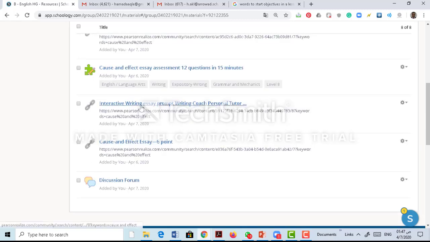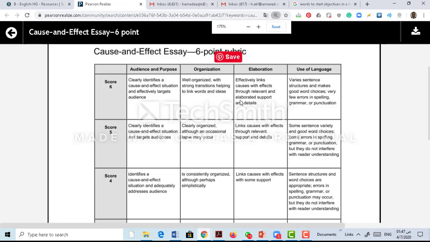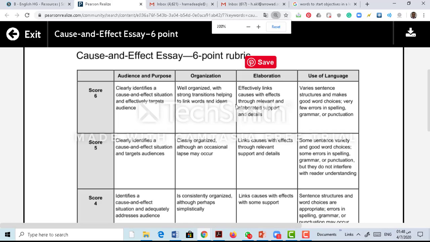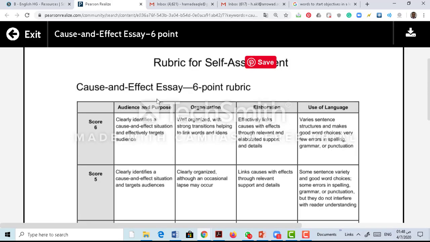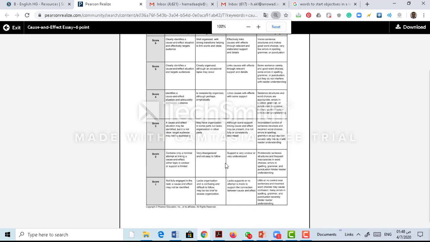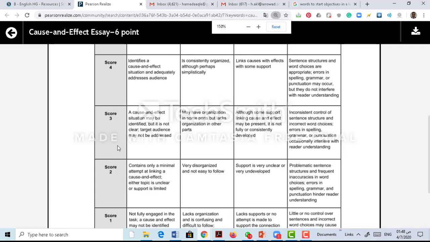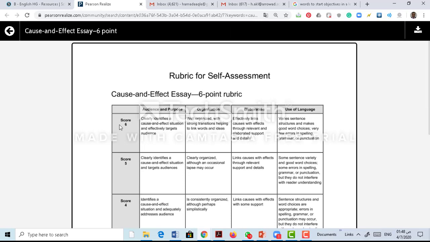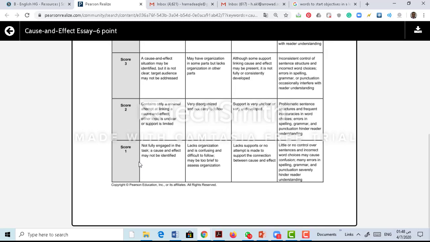The next link will take you to the cause and effect essay rubrics, 6 points. This is similar to the one that you will receive in your final exams, which will be attached to your essay. According to these rubrics, you will be given a mark out of 6. For example, if your essay sticks to these rubrics, you will receive 6 out of 6. If your essay sticks to these rubrics, you will receive 5 out of 6. And if your essay unluckily sticks to these rubrics, you will receive 1.